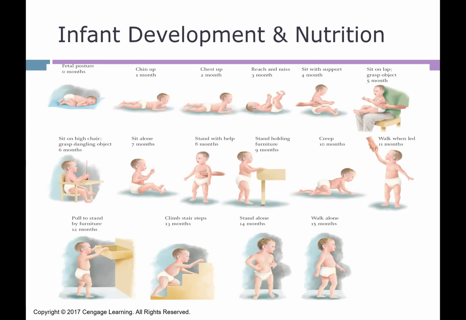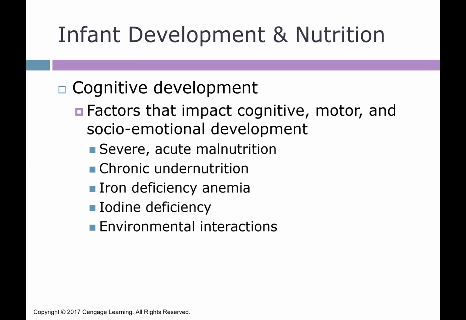And then by 8, 9 months, a baby is usually standing. Usually by 10 months, they're crawling. By 11 months, they can walk with a hand. By 12 months, they're pulling up. By 13 months, they're climbing up the stairs. So time to get the baby gates. And around 14, 15 months, most are walking on their own.